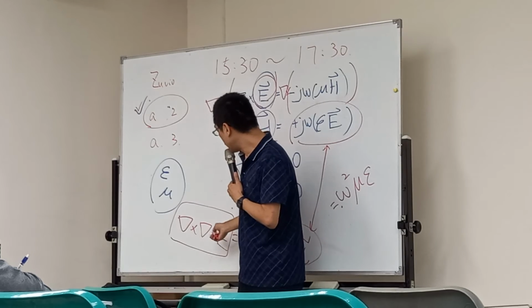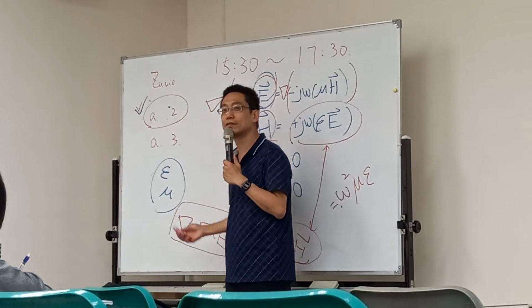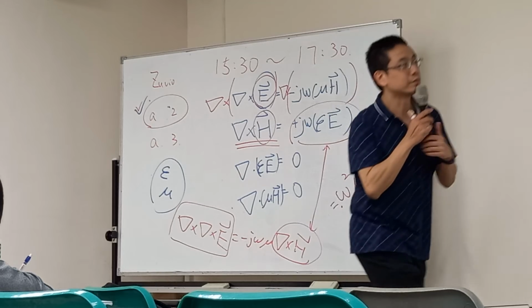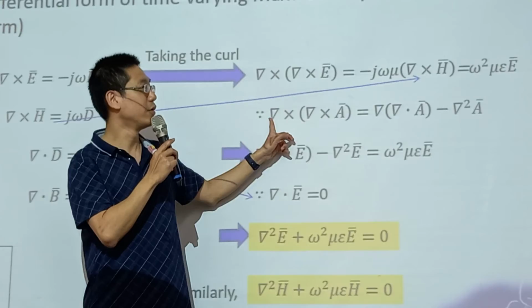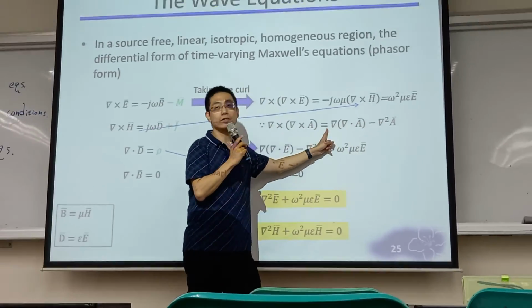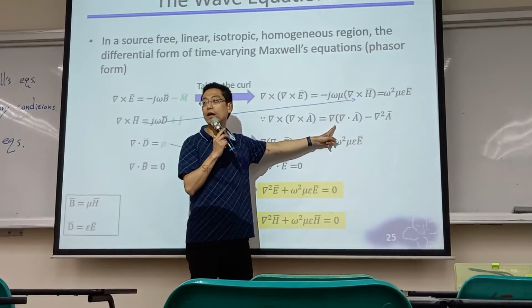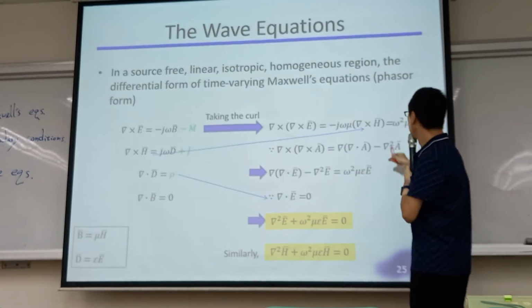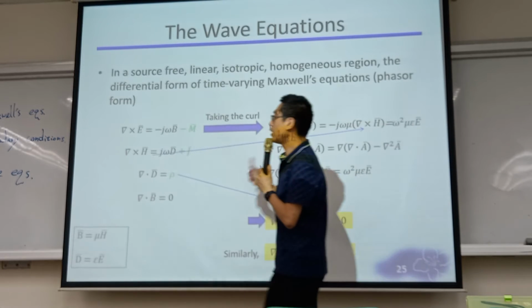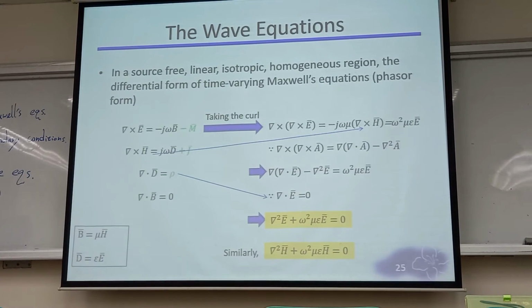That is if you take a curl twice. Okay? This is what we are doing here. And also use the vector identity in your appendix. You know, if you take some vector and take the curl twice, you will have these equations. Okay? For this equation, we put this equation in place of the left side.